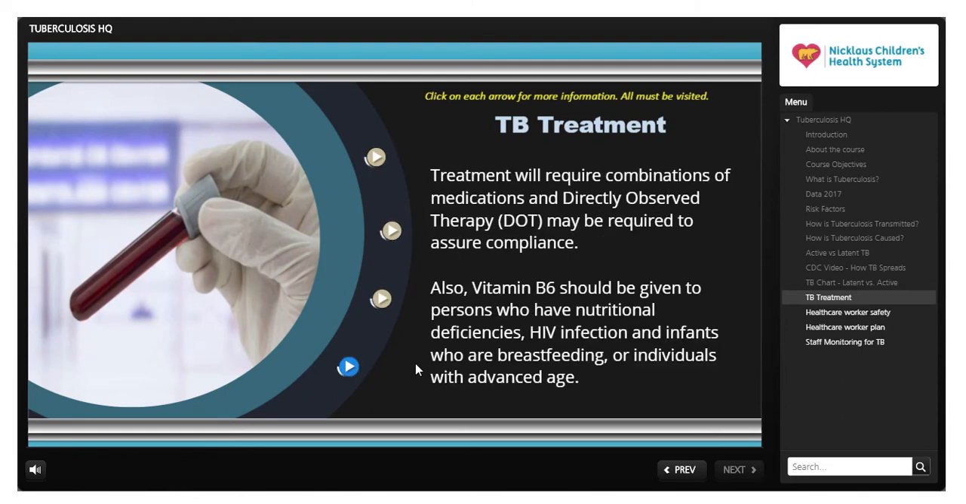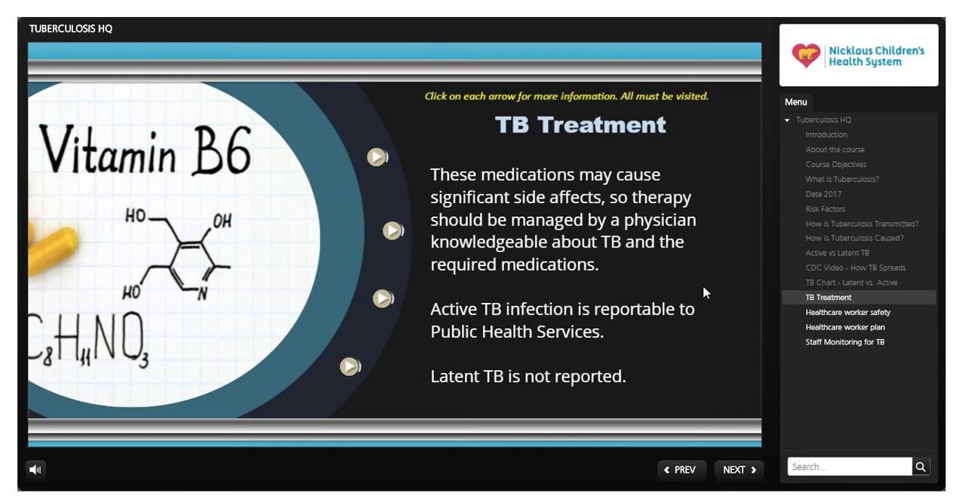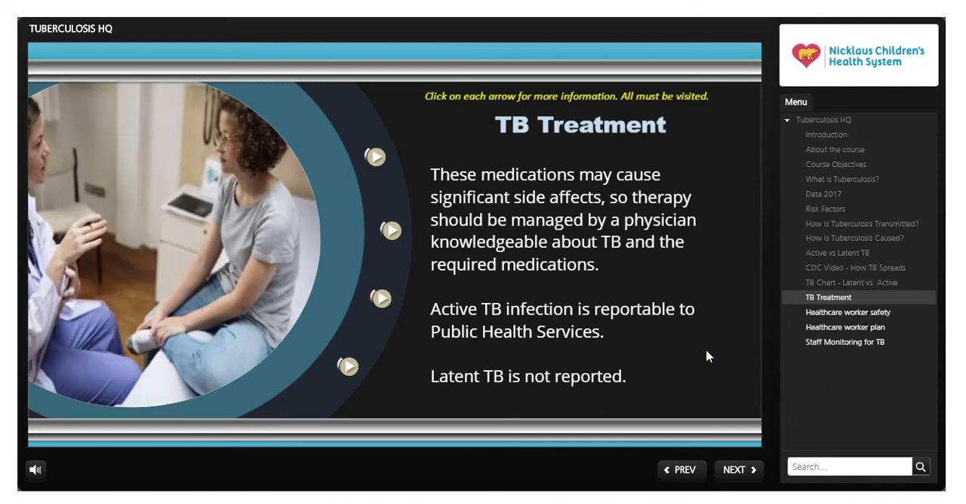Treatment will require combinations of medications, and directly observed therapy may be required to assure compliance. Also, vitamin B6 should be given to persons who have nutritional deficiencies, HIV infection, and infants who are breastfeeding or individuals with advanced age. These medications may cause significant side effects, so therapy should be managed by a physician knowledgeable about TB and the required medications. Active TB infection is reportable to public health services. Latent TB is not reported.